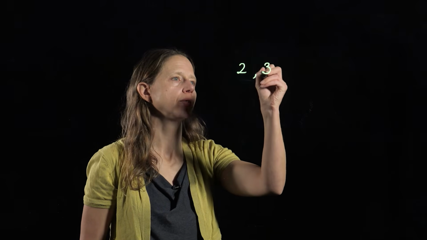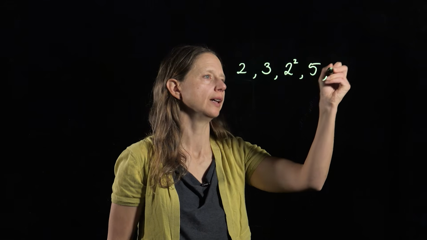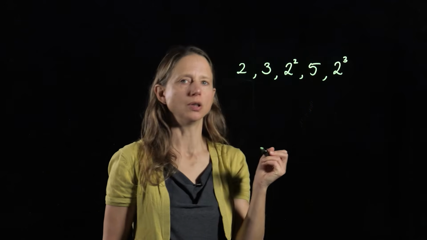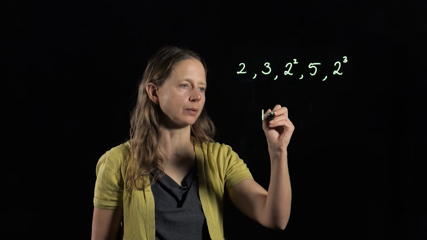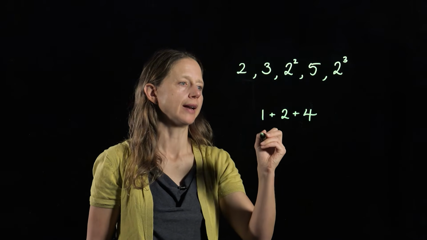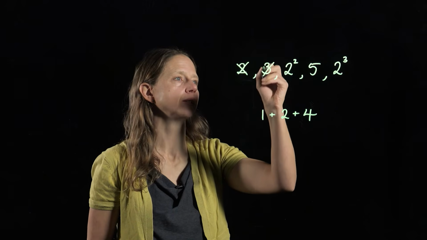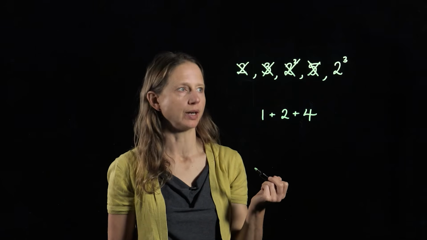So we've shown that almost every power of a prime can be written as a sum of a ramp. In fact, there's only a few left that we haven't shown, and that's 2, 3, 2 squared, 5, and 2 cubed. Well, the smallest sum of a ramp possible is 1 plus 2 plus 4. And as that's 7, that rules out all of these. Those cannot be written as a sum of a ramp.